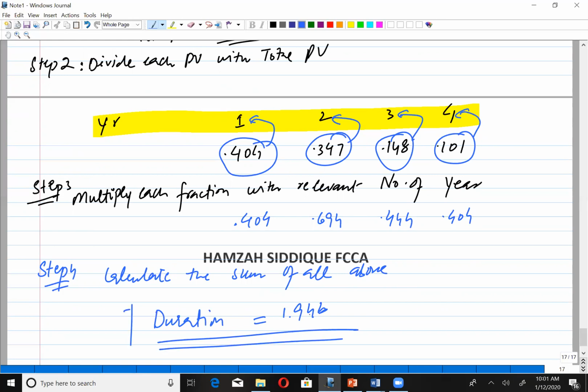Students, note it down. I will re-explain the process. Once you have noted it down, let me know in the chat box. Done. Then I'll proceed further. Good.